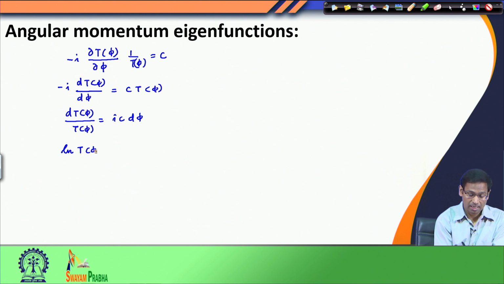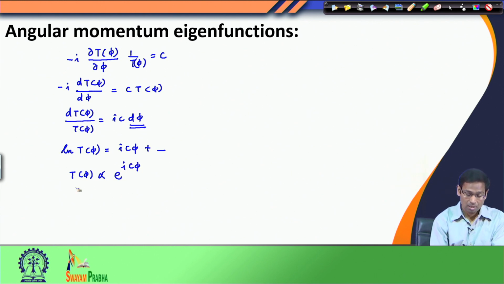So, when I do this, I have ln of T of phi equals i c phi. I am just integrating d phi because i is the imaginary root, c is the constant. So, I am getting i c phi plus a constant of integration. Therefore, T of phi is proportional to e to the power i c phi. Again I am using this proportionality relation instead of equality because there exists another constant.